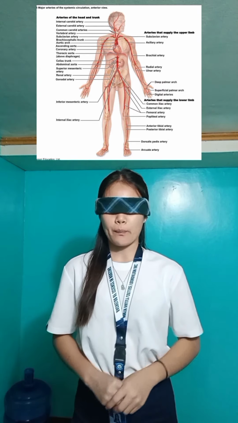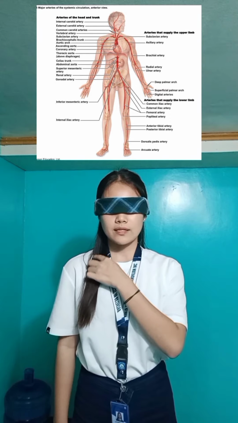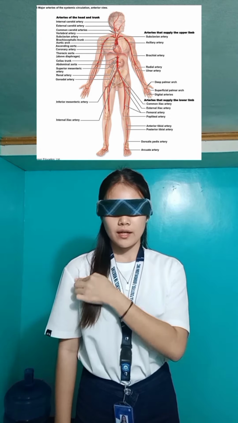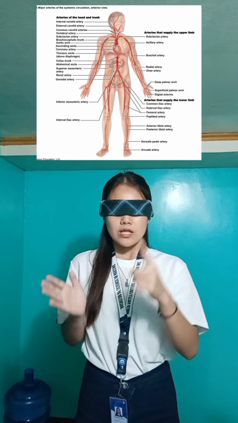Arteries that supply the upper limb. The subclavian artery, the axillary artery, the brachial artery, the radial artery, the ulnar artery, the deep palmar arch, the superficial palmar arch, and the digital arteries.